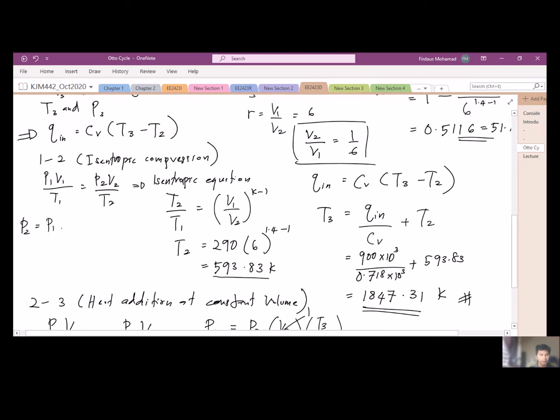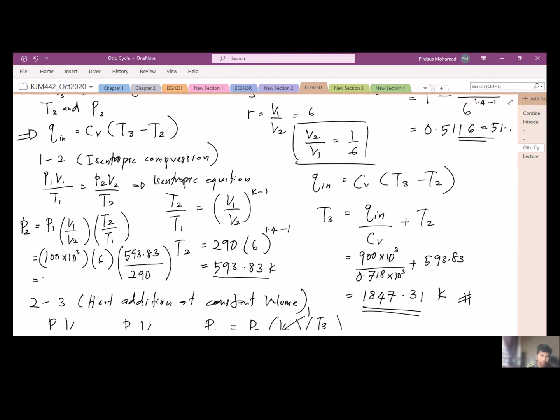So P2 equals P1 times V1 over V2 times T2 over T1. You can use this equation. What is P1? P1 is 100 kilopascal. Don't forget the 10 to the power of 3 for kilopascal. V1 over V2 is the compression ratio, R, which is 6. And T2 over T1 is 593.83 divided by T1, where T1 is 290. So you will get P2 equal to 100 multiplied by 6 times 593.83 over 290.